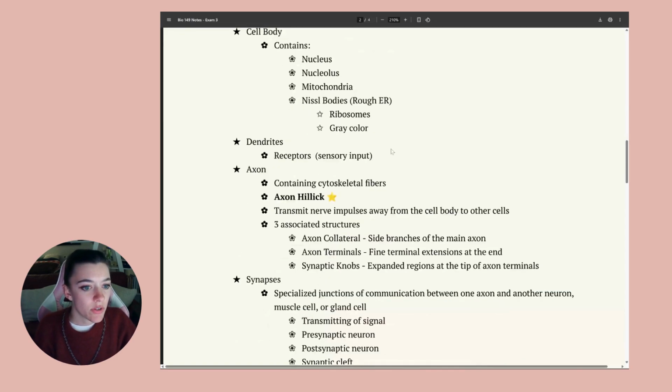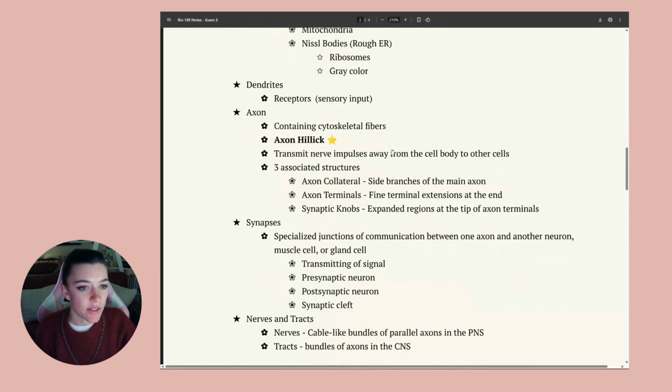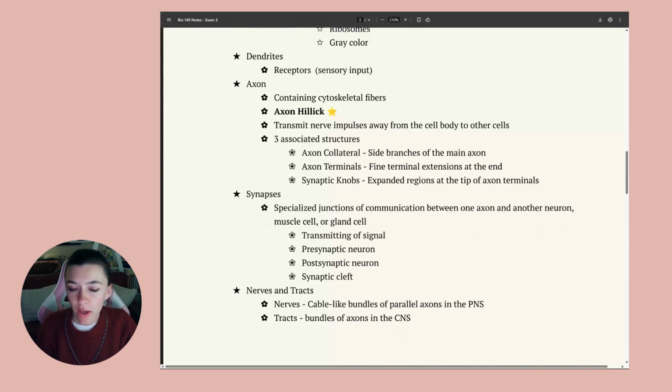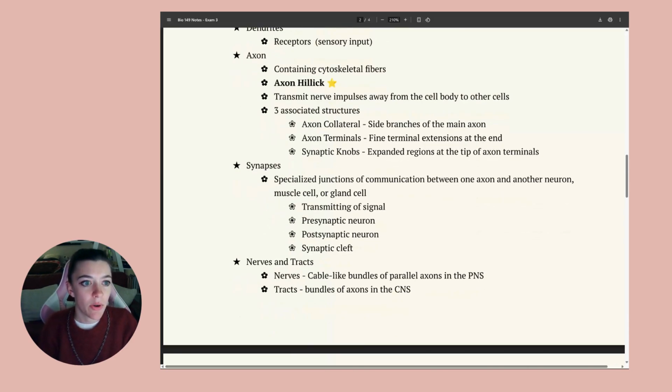Now, the dendrites are receptors. They have a sensory input. And then the axon contains cytoskeletal fibers, with no axon hillock. It transmits nerve impulses away from the body to other cells and has three associated structures. Axon collaterals, which are side branches of the main axon. Axon terminals, which are fine terminal extensions at the end. And synaptic knobs, which are expanded regions at the tip of axon terminals.